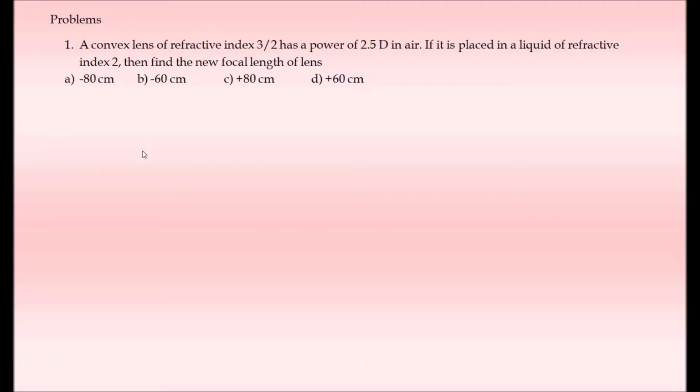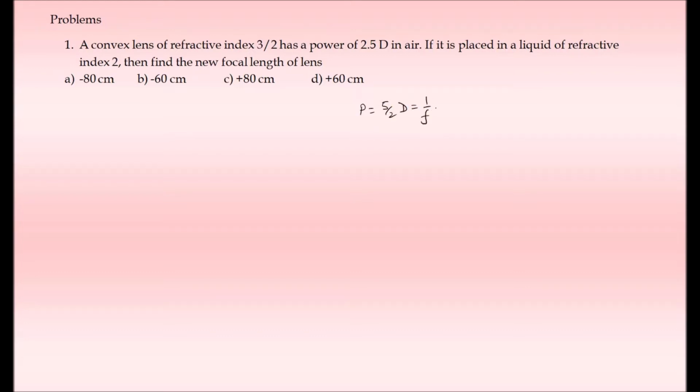Now we will see the problem based on the concept we have learned. The first problem is: a convex lens of refractive index 3 by 2 has a power of 2.5 diopter in air. If it is placed in a liquid of refractive index 2, then we have to find the focal length of the lens. Basically we have to apply the lens maker's formula, and it is given here that P is equal to 5 by 2 diopter.